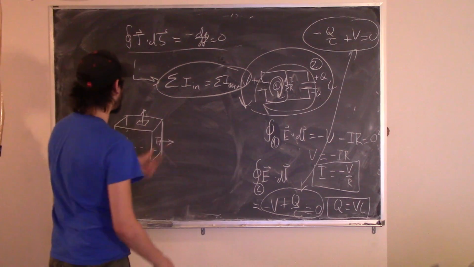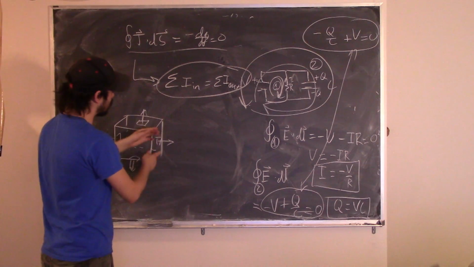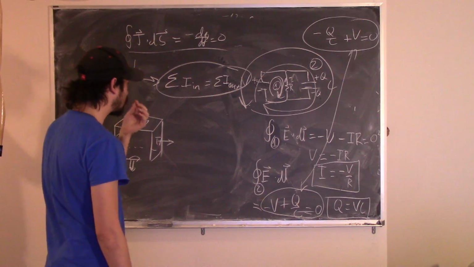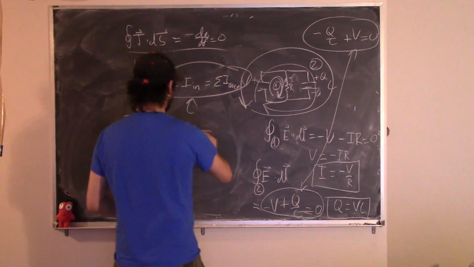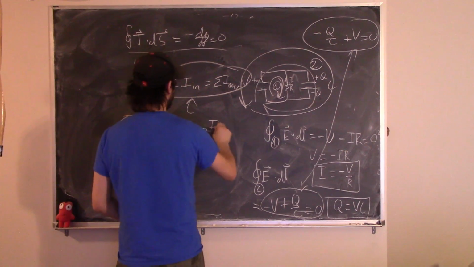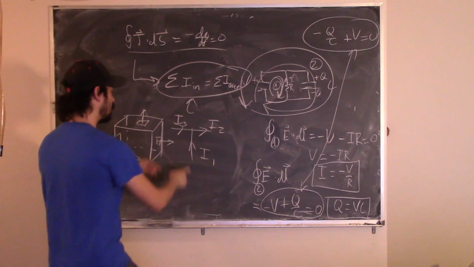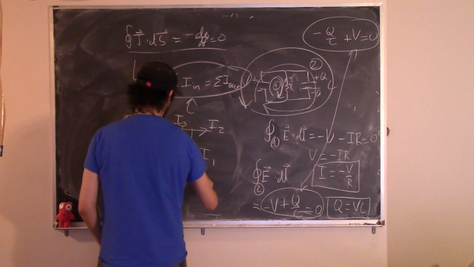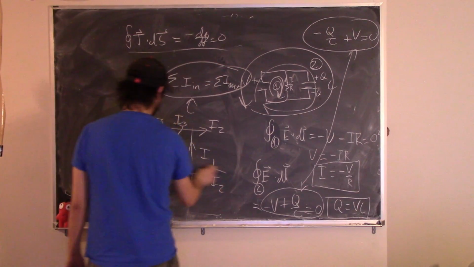If I'm going out of the box, I'm going to get something positive, because going out of the box is the same direction as what's perpendicular to the face pointing outwards. Ultimately, that's going to reduce to just this equation here. So if I have some junction, and I can make this up as however I want, call this I1, call this I2, call this I3. What's going into the junction? I3 and I1 are going into the junction. So this is I1 plus I3. What's going out of the junction? I2. So this is just equal to I2.